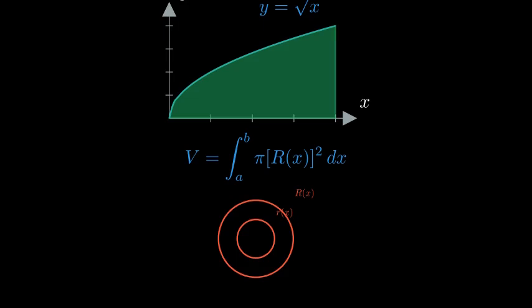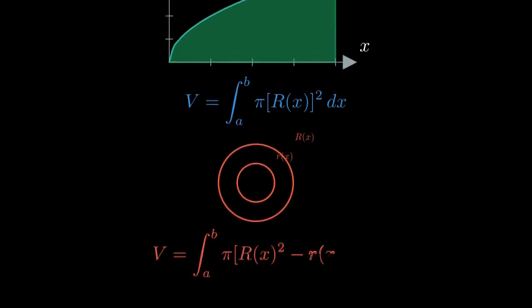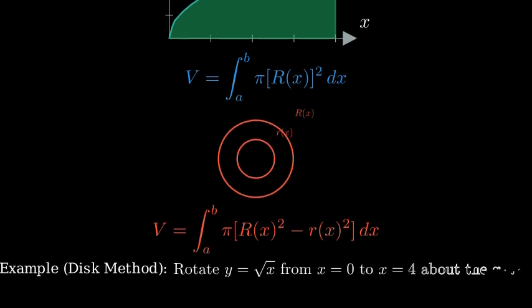The washer method is used when the rotated region has a hole. If we have an outer radius R of x and an inner radius r of x, the volume is given by the integral from a to b of pi times the difference of the squares of the outer and inner radii dx. Let's look at an example of the disk method.